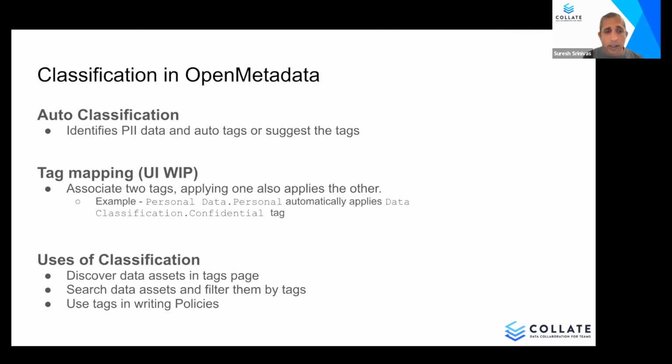We use classifications for a variety of purposes. You can actually go to a specific classification and discover all the data assets that are tagged with it. You can search the data assets and filter them by tags, so it helps in your discovery, right? And browsing of all the data that is there in the catalog. You can use tags in writing policies, which is a very important use case of classification tags.